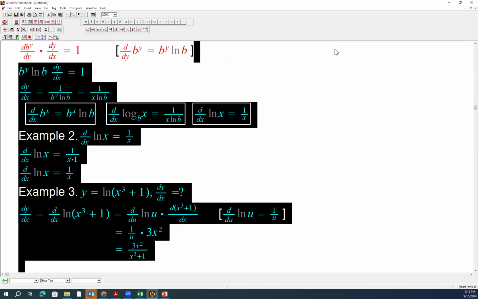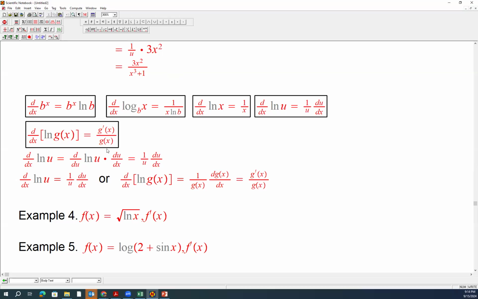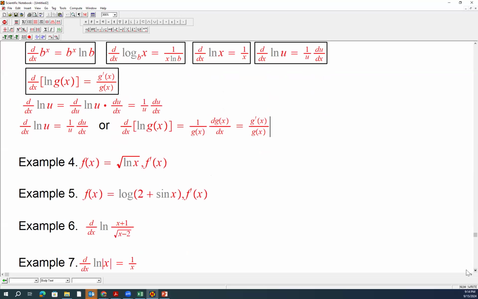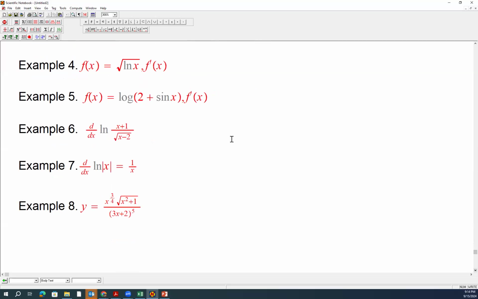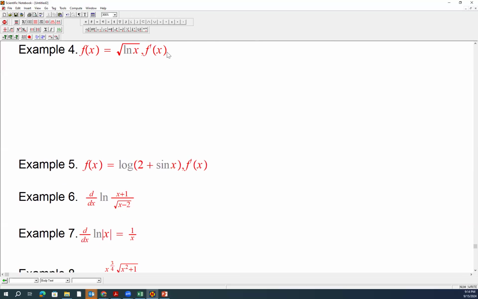So now with all of these formulas with us, let's try not to bring any one of them with us. Just apply the chain rule. Look at example number 4. We want to find the derivative of f(x), that is, f prime. So we first treat it as the square root of u, with ln x as u. So we're going to use the chain rule.